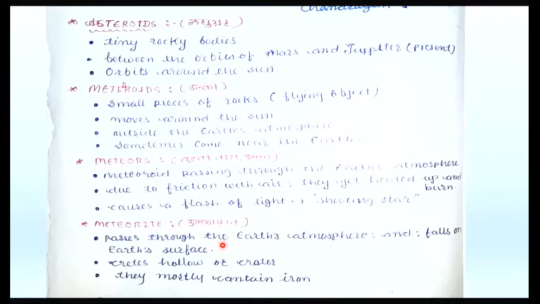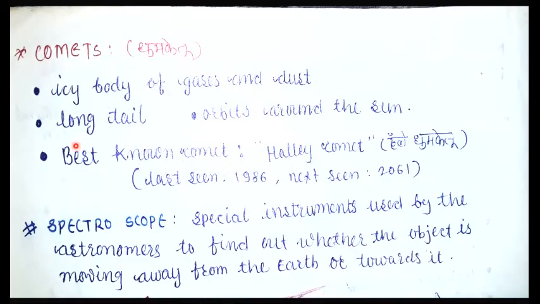This passes through the earth's atmosphere and falls on the earth. Its hollows or craters mostly contain iron. Now the comet. What is meant by comet?